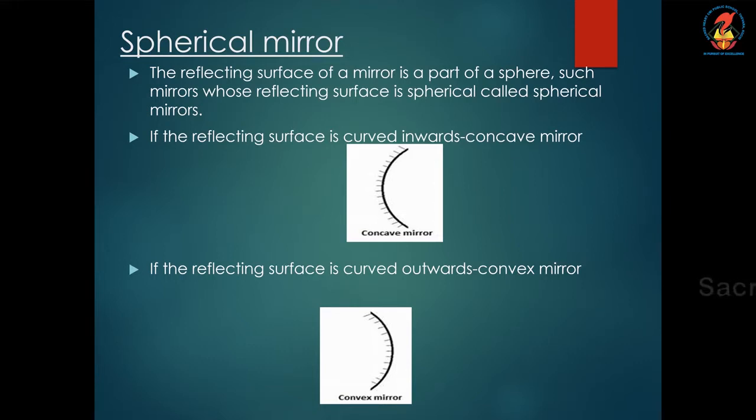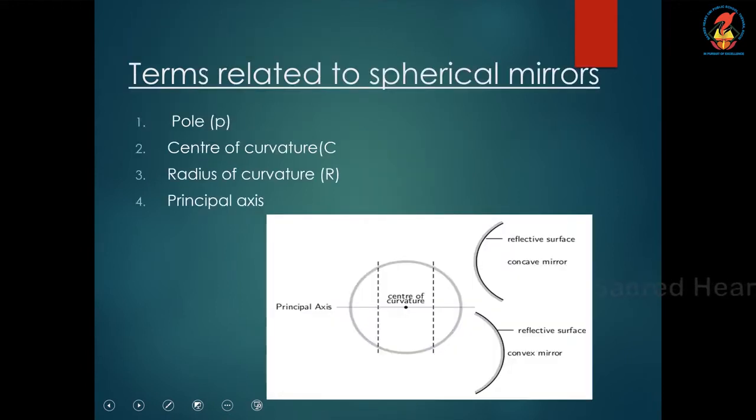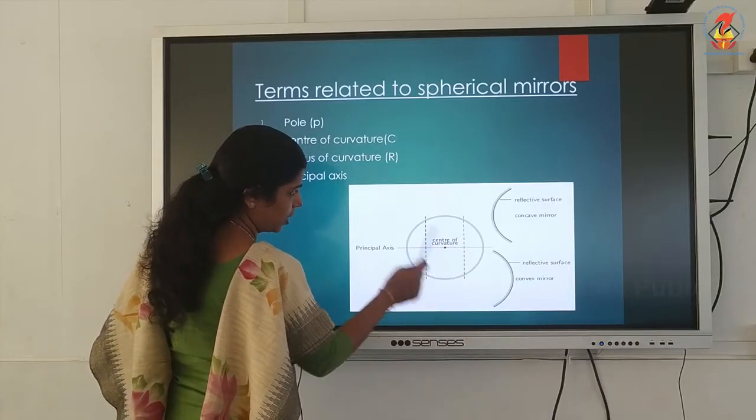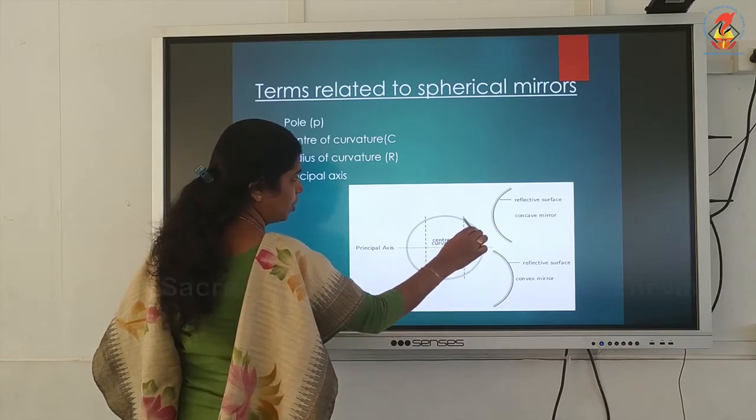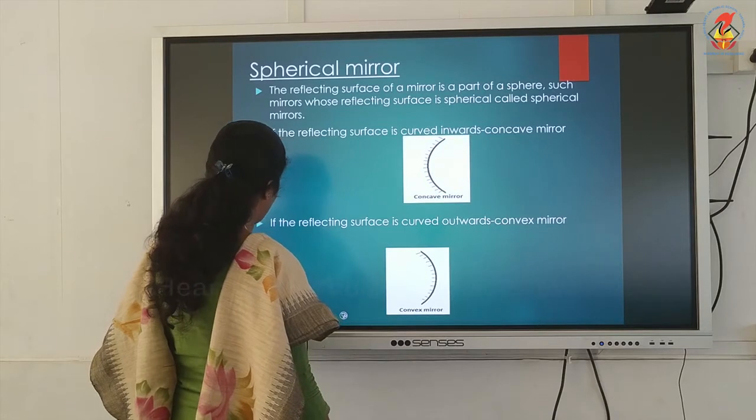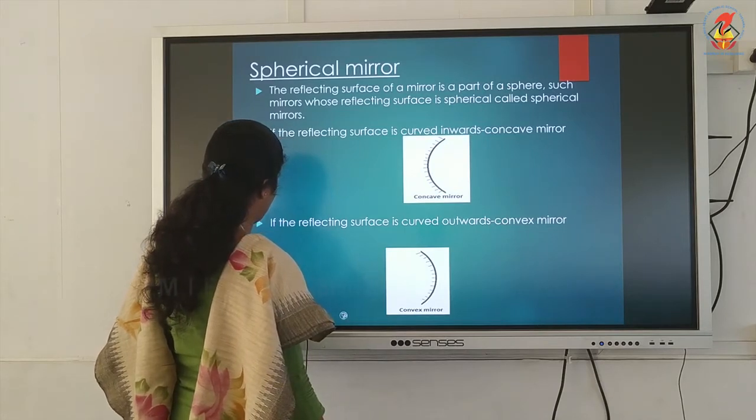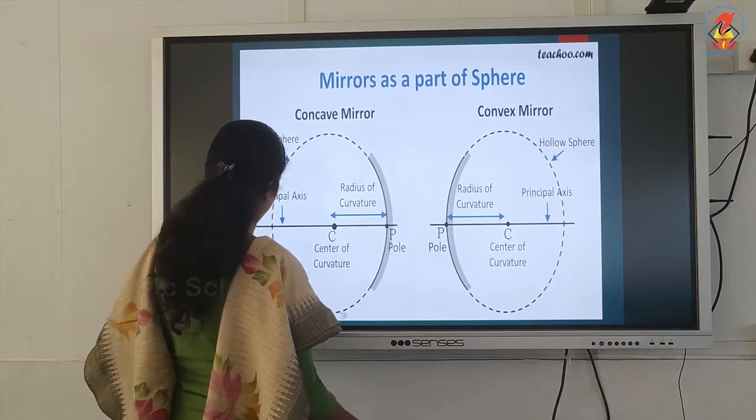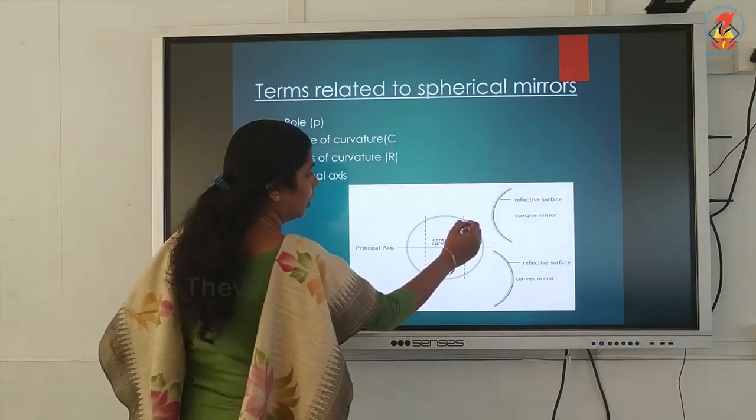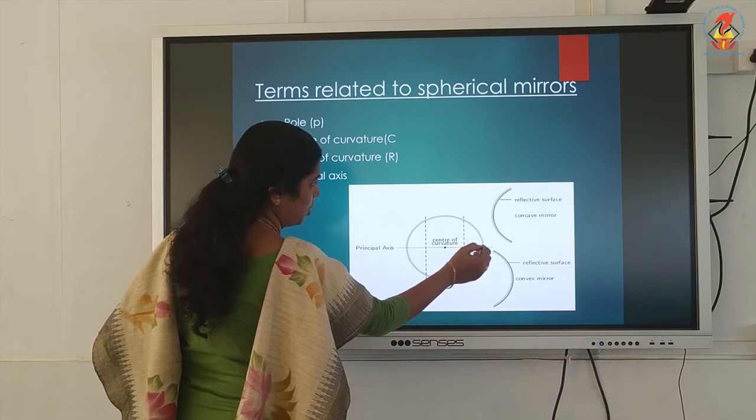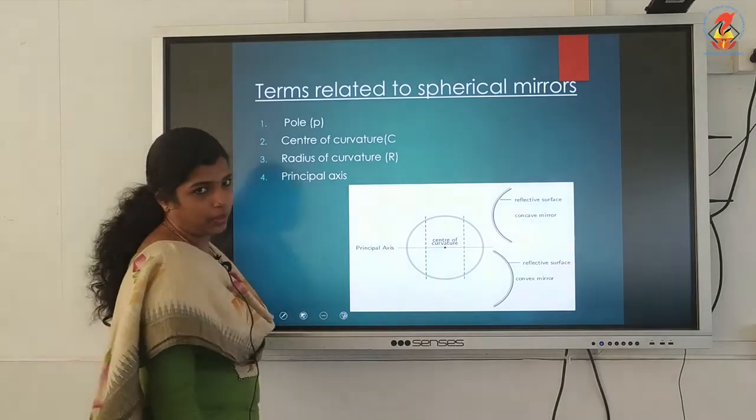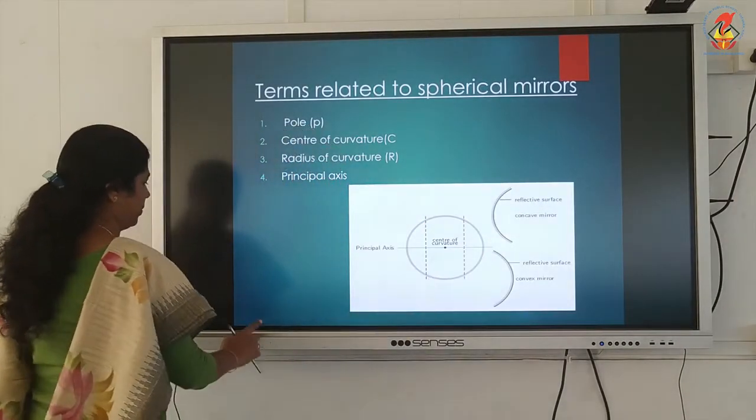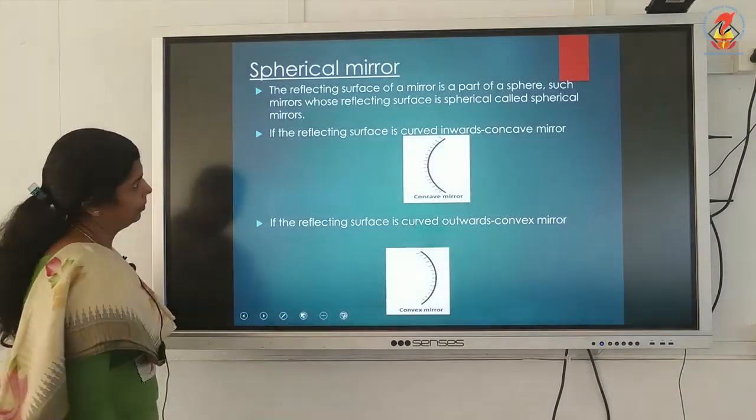It's taken from a sphere. If the reflecting surface is taken from a sphere, so this one is a sphere. If only this portion is taken, then that is a spherical mirror. That's a part of a sphere. That's known as a spherical mirror.